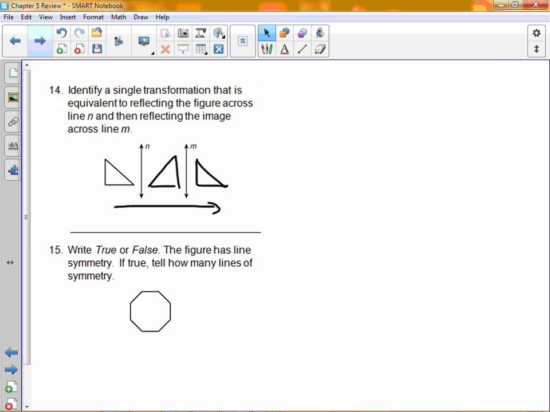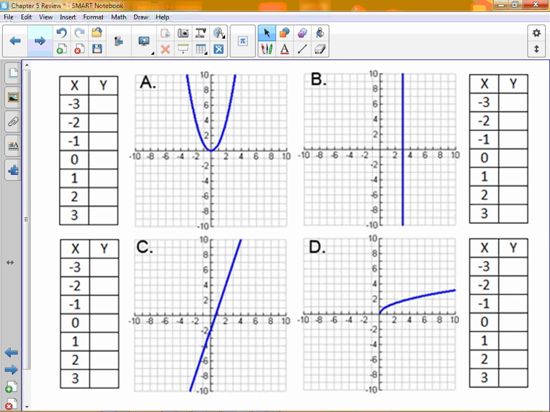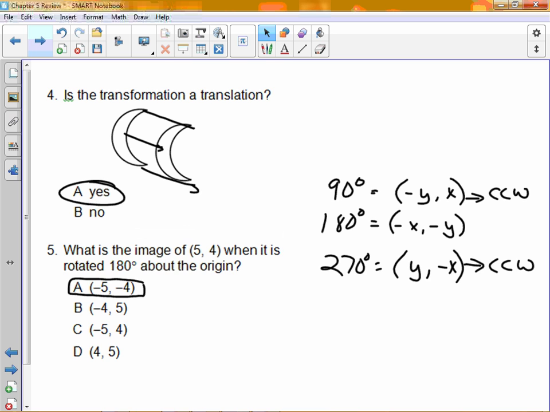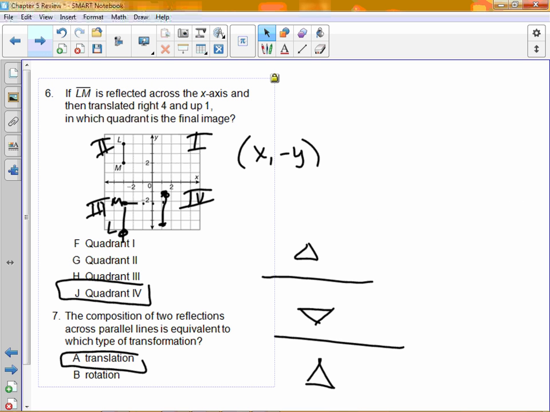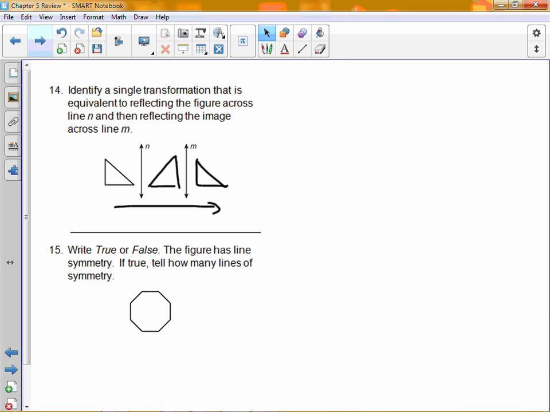If you look earlier in the test, it asked a very similar question. Number 7: the composition of two reflections across parallel lines is equivalent to which type of transformation? Number 7, guys, it turns out is pretty much the same question. It's just a different way of asking it.